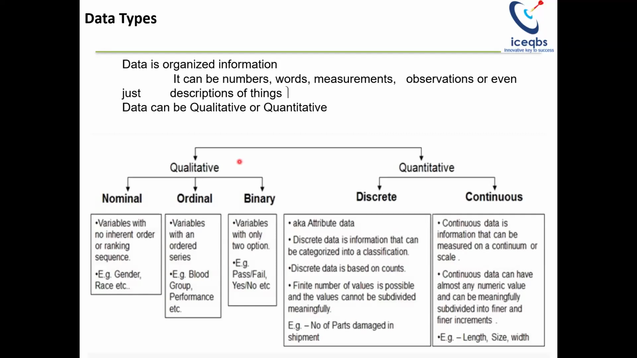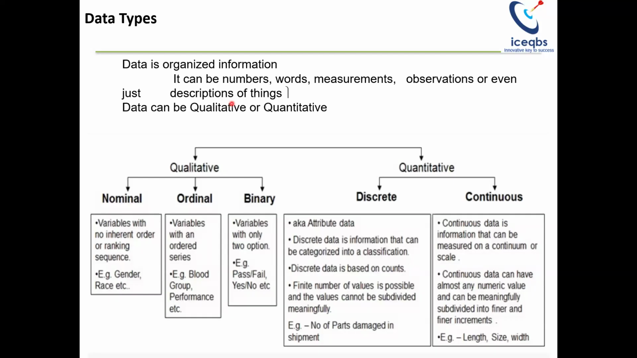Six Sigma is a data-based approach for problem solving. So frequently we are talking about data. So first let us try to understand what is the definition of data. So data is organized information, right? All of us have tons and tons of data in Excel sheets and PowerPoint presentations and Word documents. So the data is actually organized information.